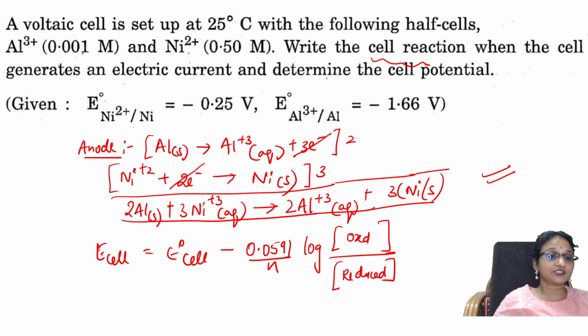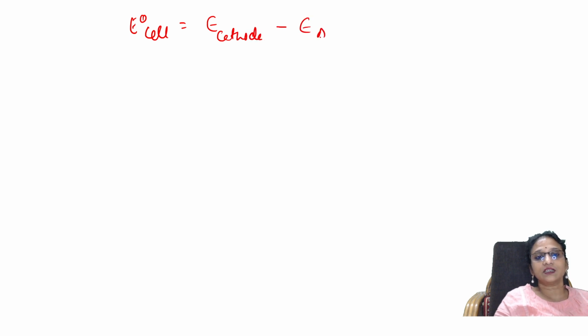Alright, so we have written the Nernst equation. Done, students. Now what are we supposed to calculate? We are supposed to calculate the E cell value. Now let us take one value and understand. First of all, E naught cell is what? Basically, we have seen the formula: E naught cell is equal to E naught cathode minus E naught anode.